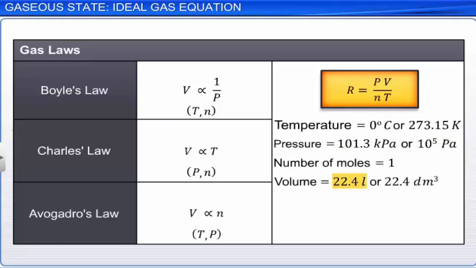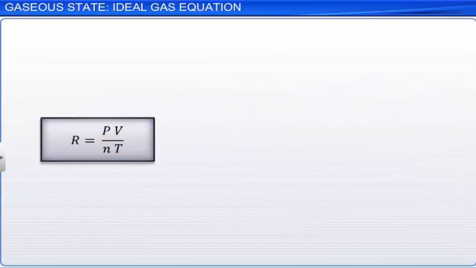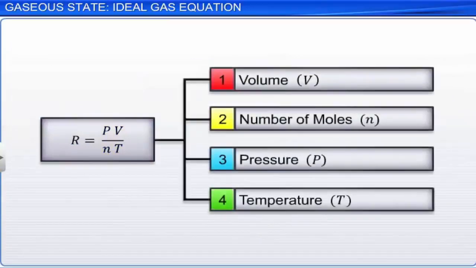On substituting the values in the equation, we can get the value of R as 8.314 joules per Kelvin per mole. We have learnt that the ideal gas equation is a relation between 4 variables: volume, pressure, temperature, and number of moles of a gas.